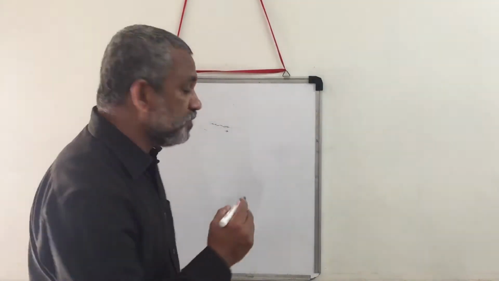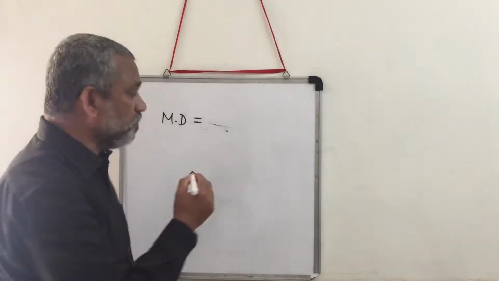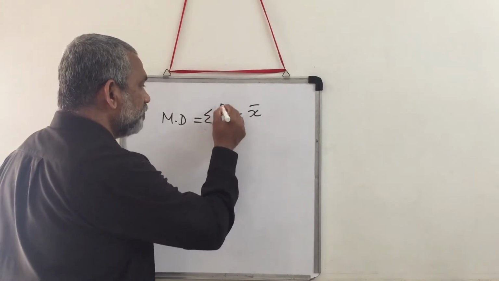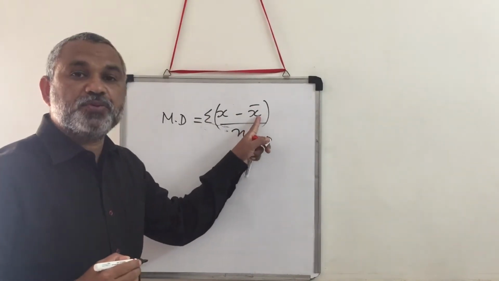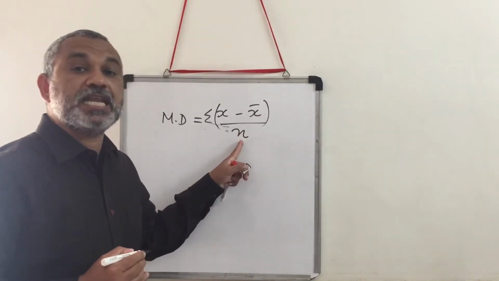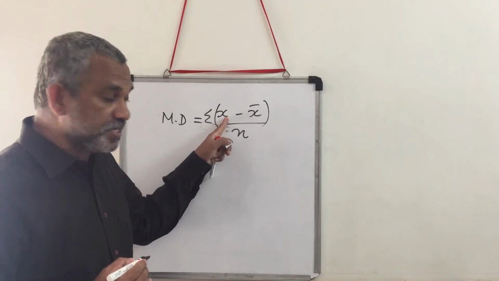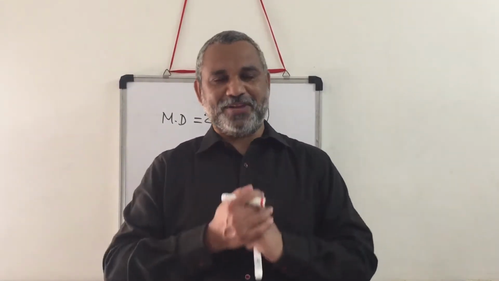The formula which we will be using is mean deviation equals summation of the modulus of x minus x bar, divided by n. Here x bar is the mean, n is the number of observations, and x is each of the sample observations. So this is the formula we will be using for calculating mean deviation.